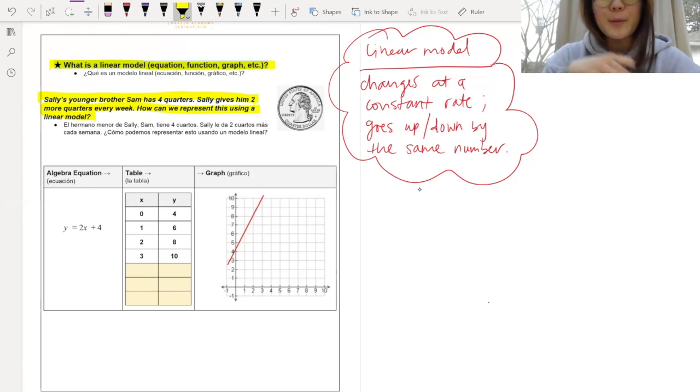Okay, hopefully you paused and were able to give it a moment. Some questions that you might have asked are: how many weeks has Sally been giving Sam quarters? Why is Sally giving him quarters? That's such little money. And is Sam saving up money for something? These are all questions you can be asking.